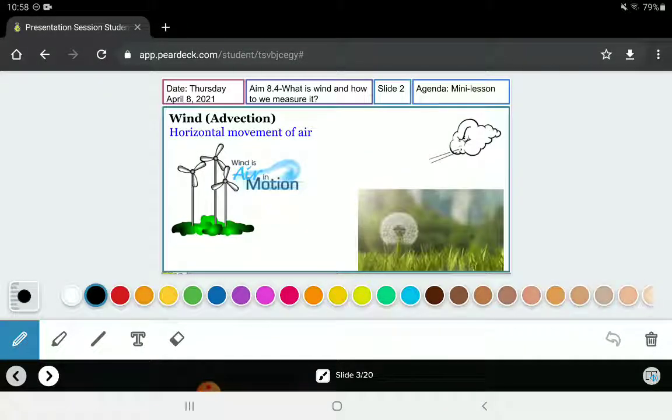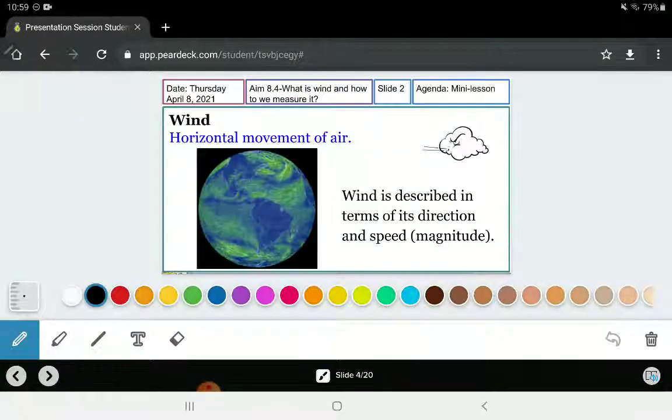On the following slide, this talks about what wind actually is. So wind, or advection, is the horizontal movement of air. You guys will write that in there, the horizontal movement of air. I believe it's just horizontal for you guys. So wind, like we said, is the horizontal movement of air. And wind is just described in terms of its direction and its speed. So its magnitude.